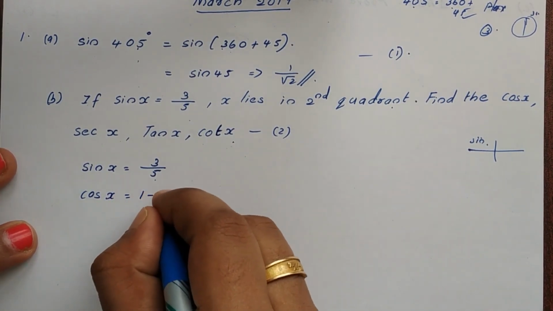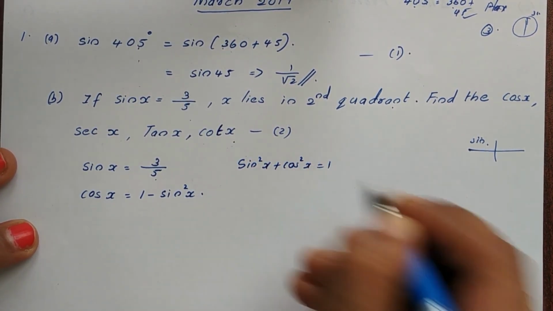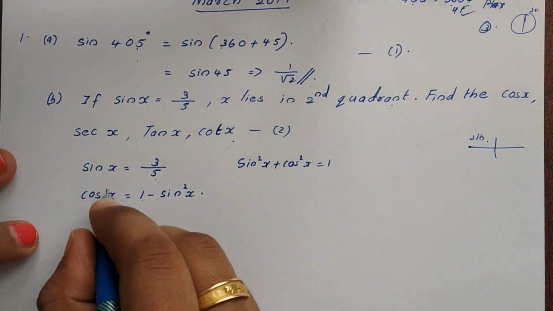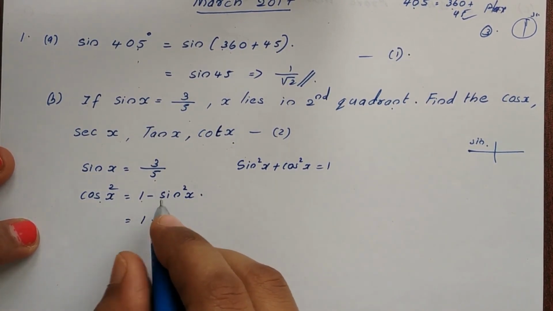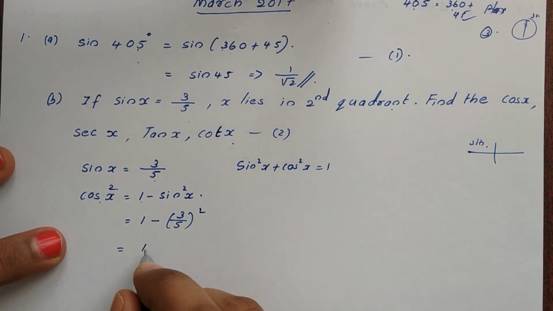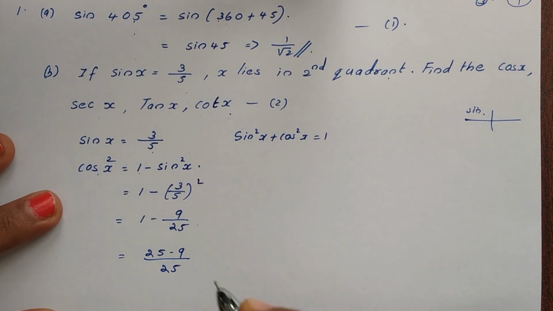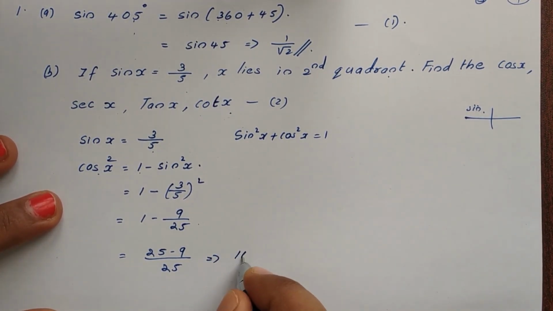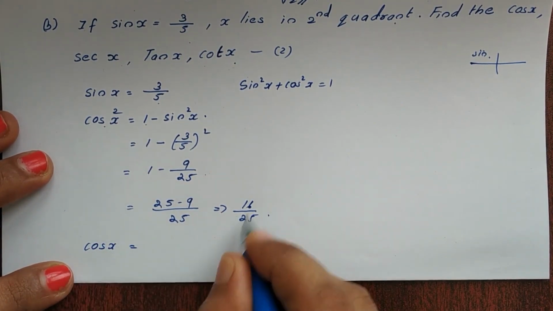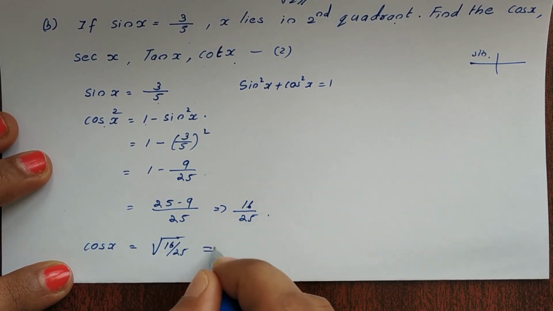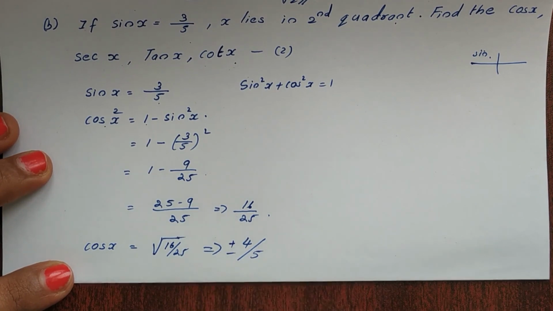We know sin square x plus cos square x is equal to 1, so cos square x is equal to 1 minus sin square x. That is 1 minus 3 by 5 the whole square, which is 1 minus 9 by 25, which is 25 minus 9 divided by 25, that is 16 by 25. So cos square x is 16 by 25, then cos x is the root of 16 by 25, that is plus or minus 4 by 5.